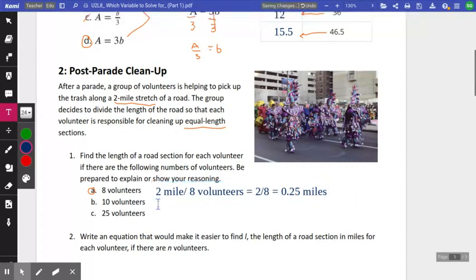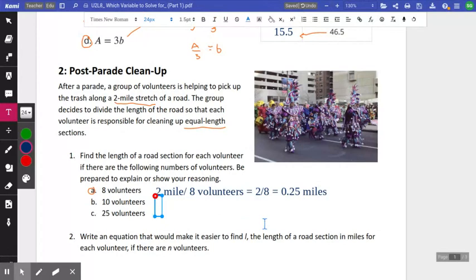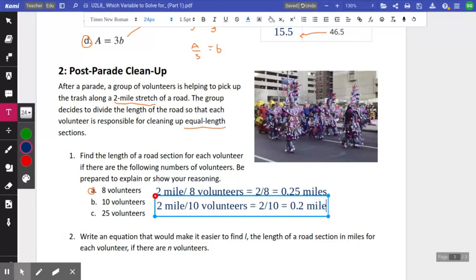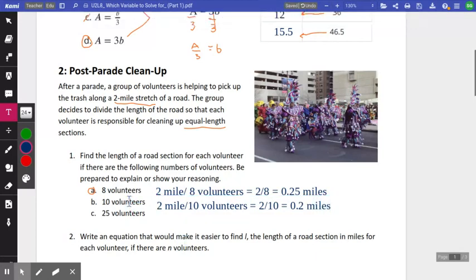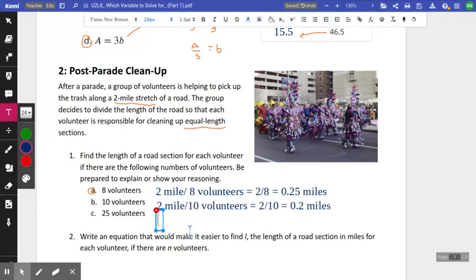Well, what about 10 volunteers? Well, 10 volunteers, that means instead of dividing those 2 miles by 8 volunteers, we're now dividing up between 10 volunteers. So I would have to do 2 divided by 10, and that's going to give me 0.2 miles. Notice with more volunteers, they get to clean up less road. That last one, 25 volunteers, well, same thing. We're taking the 2 miles and dividing it by 25 volunteers. So we need to do 2 divided by 25.